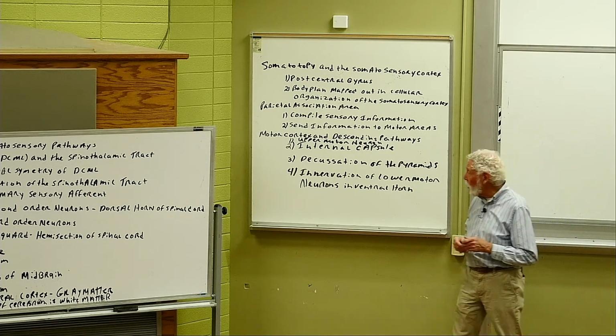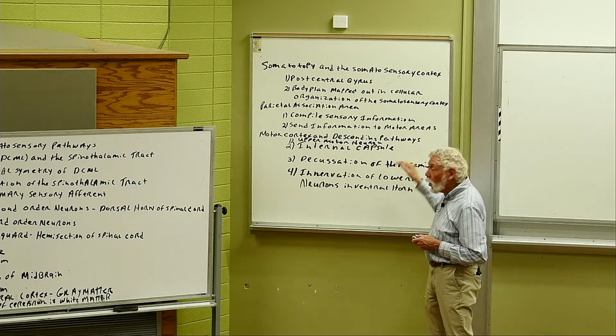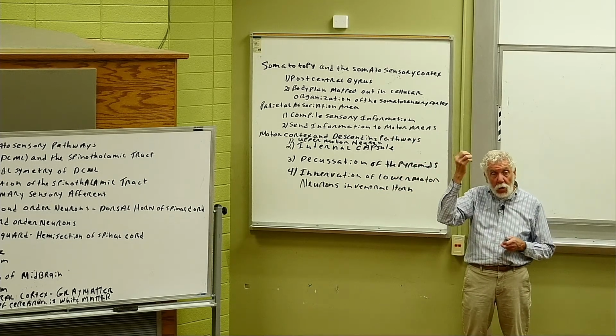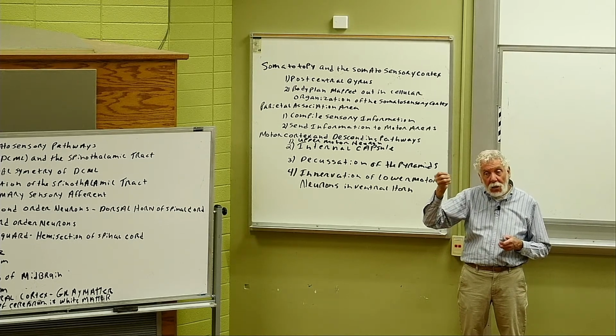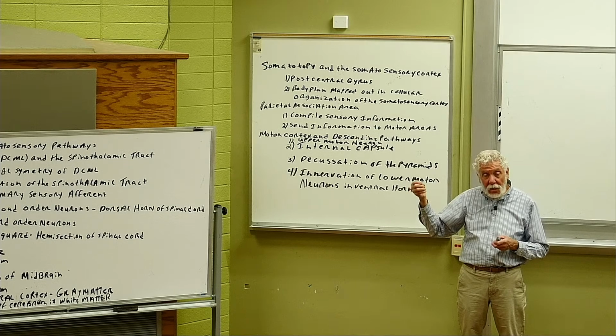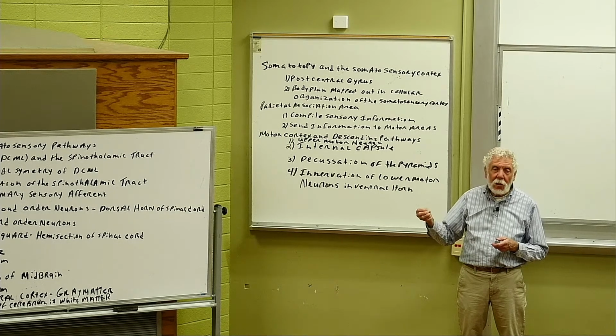We don't have time for it here, but I'd like to get through that. And then by the time we get to the descending pathways, we're going to talk about the upper motor neurons in the motor cortex, sending processes out into the internal capsule, crossing over the midline at the decussation of the pyramids, and then descending the cord in the lateral corticospinal tract.